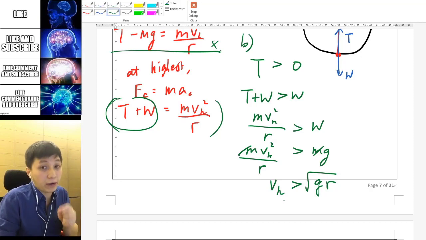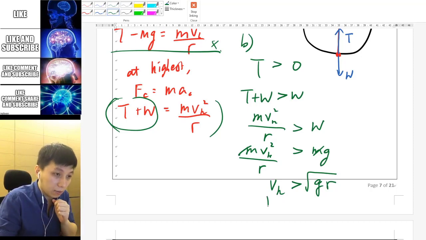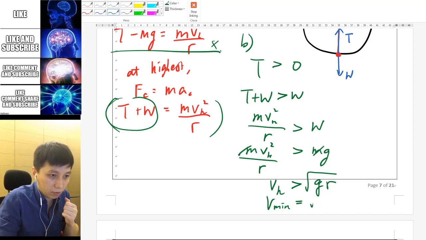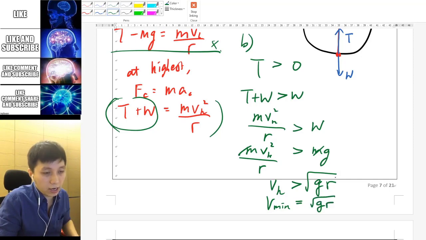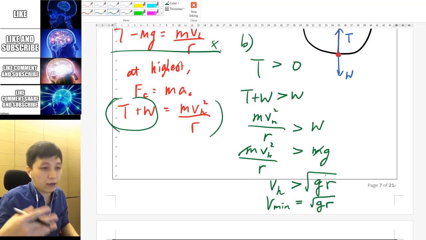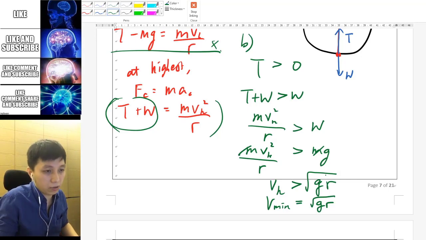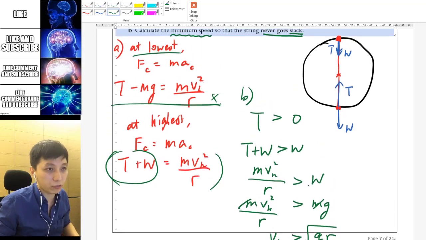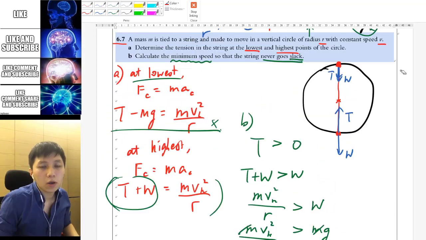However, we are trying to find out the minimum, and so the minimum will be barely equal to this, root GR. Depending on what kind of string you have and also what planet you are, you can substitute into G and R. So this is the expression for the minimum V you need to reach at the top. Alright, so we finished up this example already.